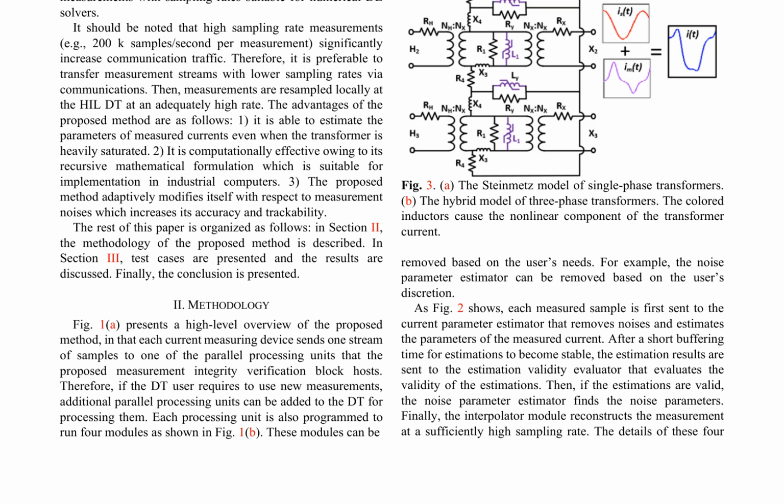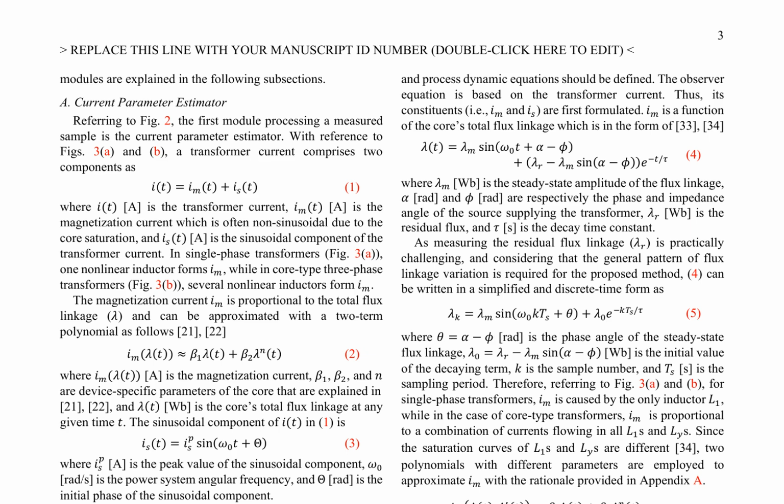This approach offers several advantages, including its ability to estimate parameters of measured currents even when the transformer is heavily saturated, its computational effectiveness, and its adaptability to measurement noises. In the processing of measured samples, the parameter estimator module is the initial stage. The transformer current consists of 2 components: the magnetization current and the sinusoidal component. The magnetization current is proportional to the total flux linkage and can be approximated using a 2-term polynomial. The sinusoidal component is characterized by a peak value, power system angular frequency, and initial phase.